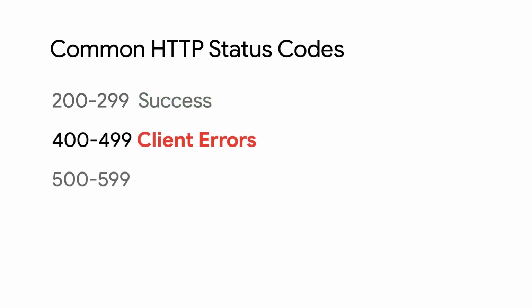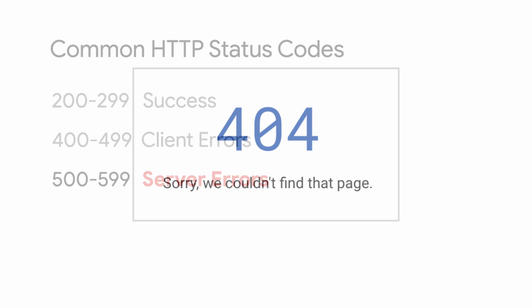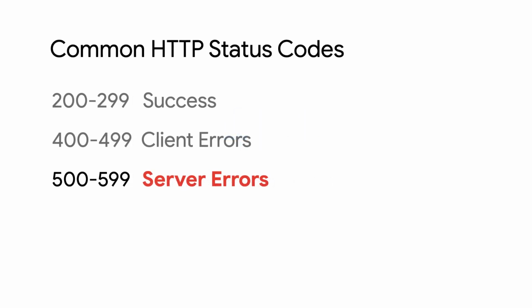Statuses in the 400s represent client errors. You may have seen the status code 404 if the client was a web browser and tried to access a web page that doesn't exist. Finally, status codes in the 500s represent server-side errors. For example, a 500 error is returned if there was an internal server error.